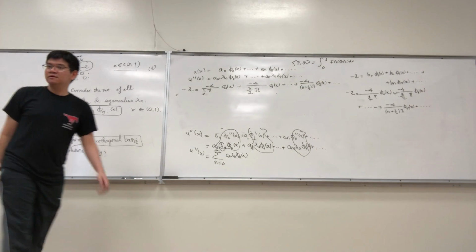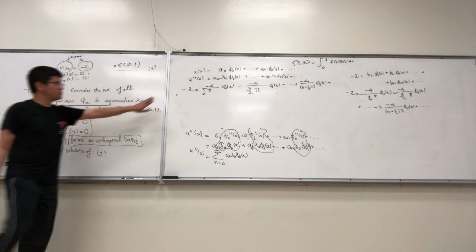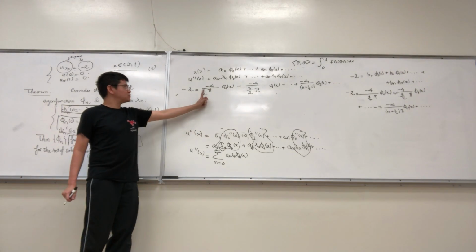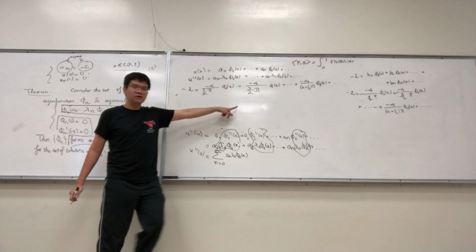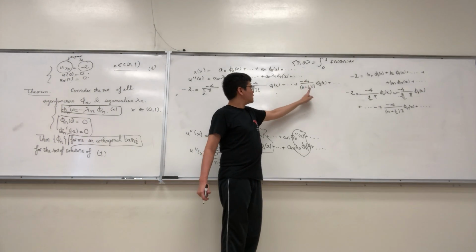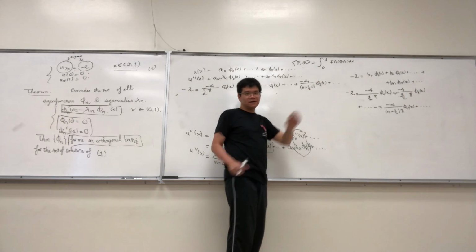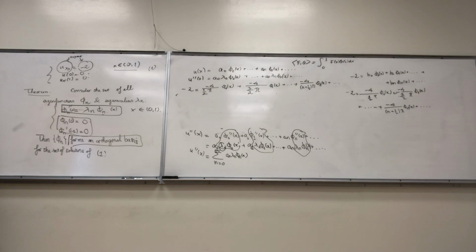We don't know what A0 is, what A1 is. We don't know anything about A0, A1, An, right? But we know the expansion of minus 2. The expansion of minus 2 is minus 4 over (1/2) pi v0, minus 4 over (3/2) pi v1, minus 4 over (n plus 1/2) pi vn of x, right? So how can I find u?